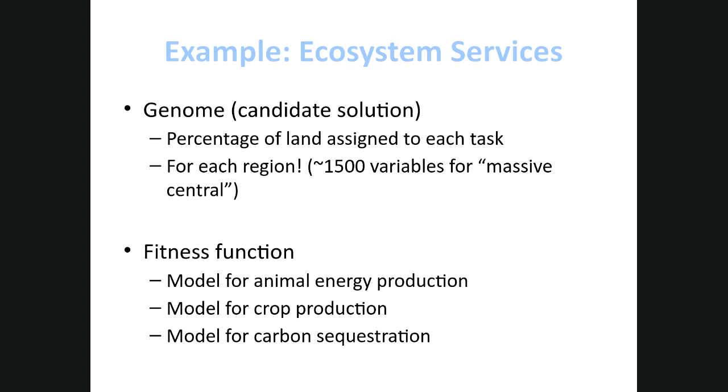And the fitness function in this case is using different models for animal energy production, for crop production, and for carbon sequestration. And each model, you give it the input of the percentage of land that has been assigned to the task, and it gives you a numerical evaluation of how well you're doing for each objective.